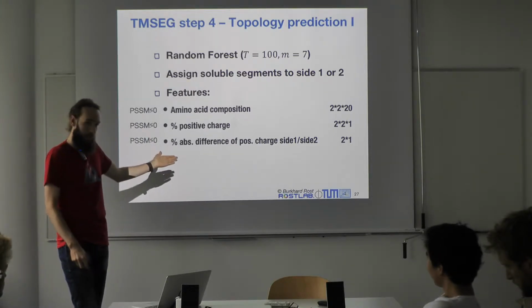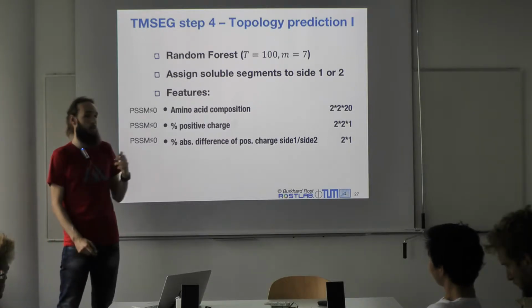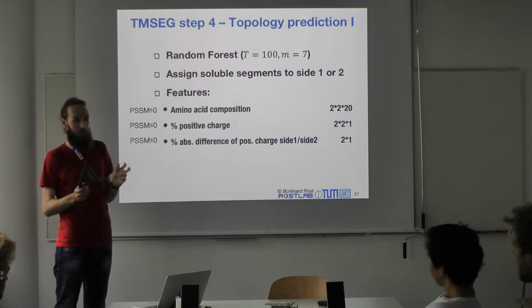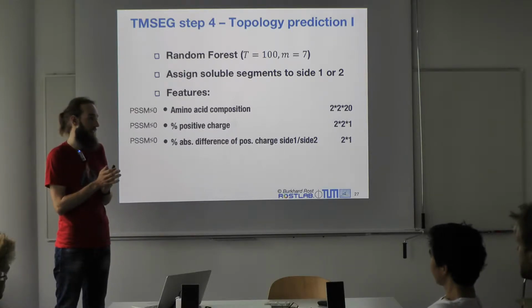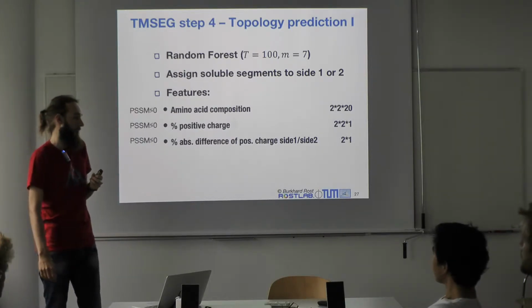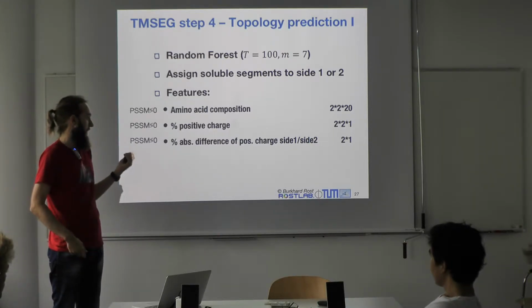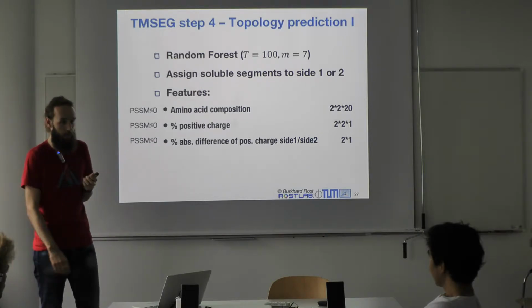And we look at the difference of the positive charge between the 2 sides, of course, because of the idea of the positive inside rule, which you've heard about, that the inside loops usually have more positive charges than the outside loops. We don't explicitly model that rule, but we expect that the machine learner captures this if we give it the feature.